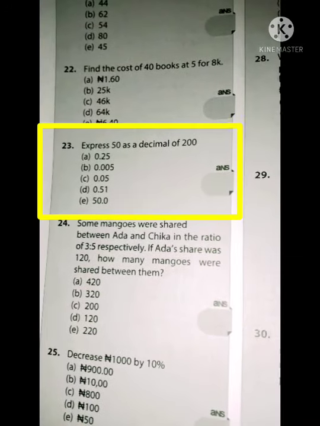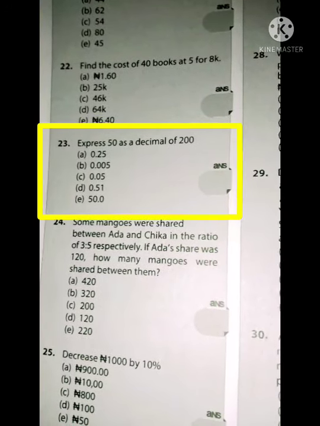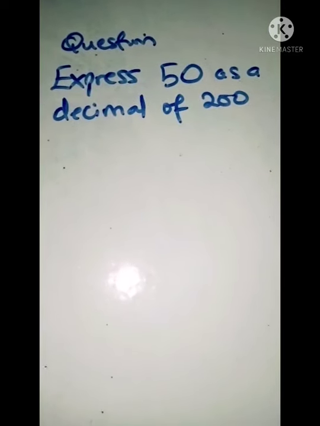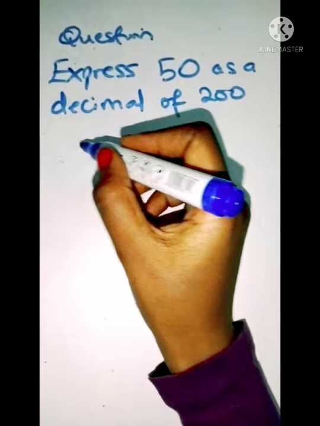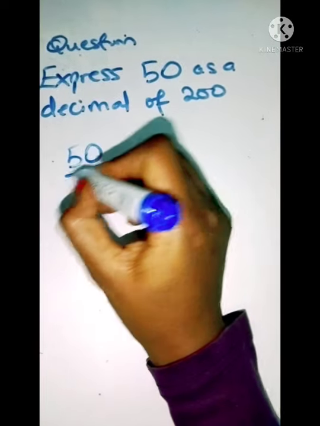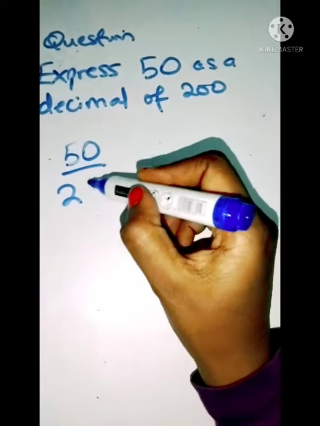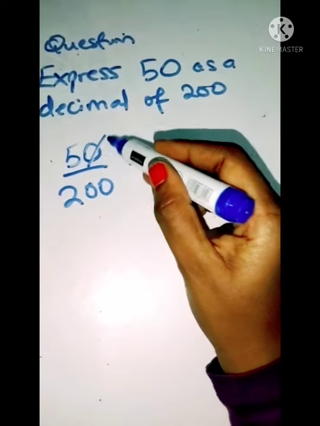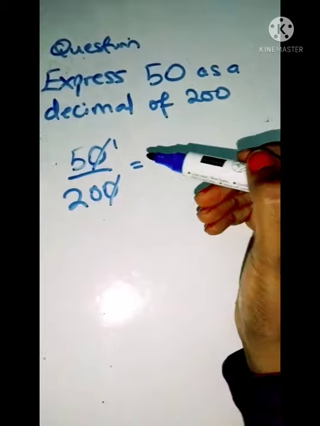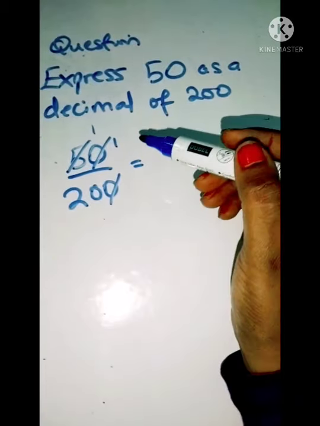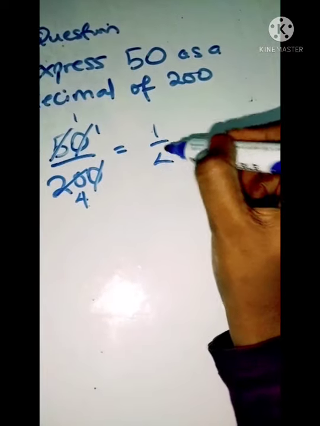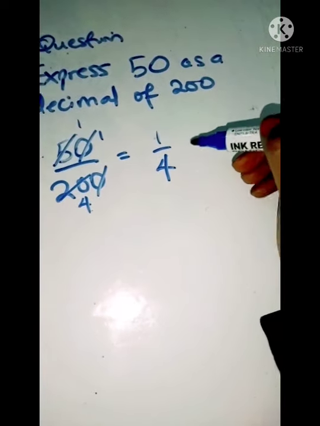So we'll take a look at the first question, which says express 50 as a decimal of 200. Now 50 is going to be the numerator and 200 is going to be the denominator. And so we cancel out and reduce it to the lowest possible form. 0 will cancel 0, 5 will cancel out, and divide 20 by 4, giving us 1 all over 4.